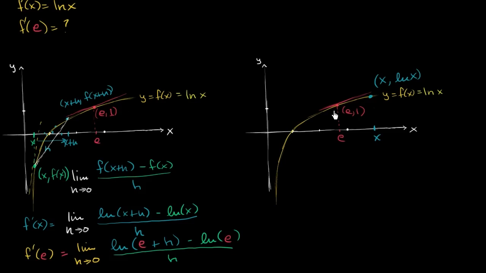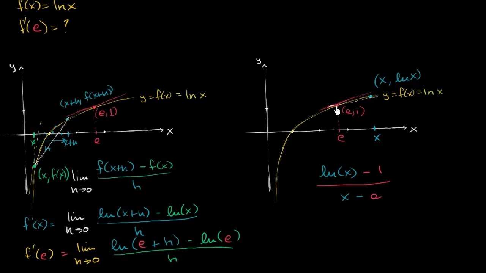What is the slope of the secant line between those 2 points? Well, it's going to be your change in y values. So it's going to be the natural log of x minus 1, over your change in x values. That's x minus e. So that's the slope of the secant line between those 2 points.